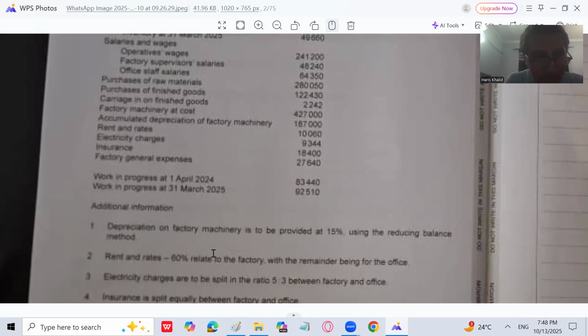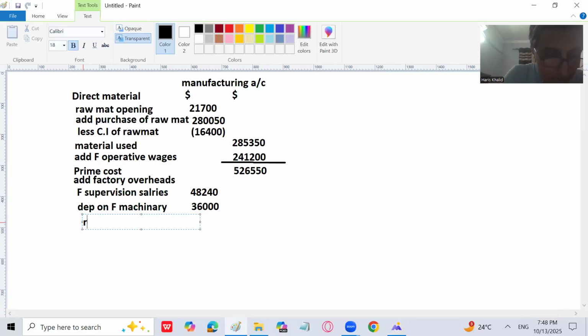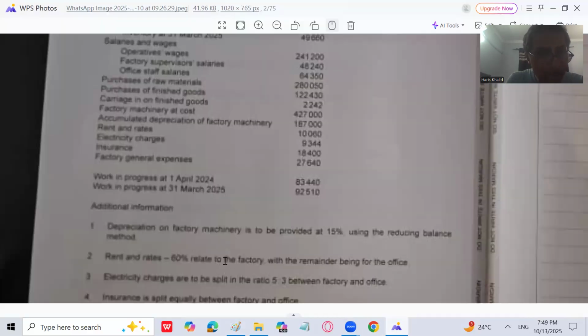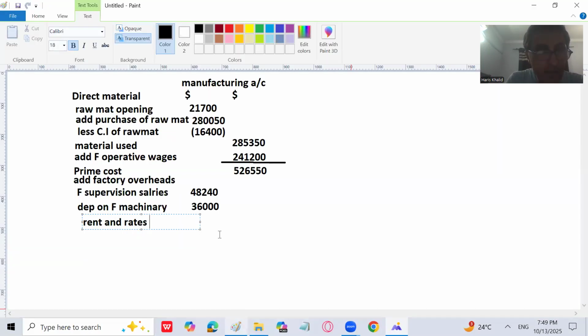Rent and rates are 10,060, and 60% of rent and rates relate to the factory, with the remainder being the office expense. So 60% of the rent and rates will go to the factory overheads. Let me write here: rent and rates, 60% relate to the factory. That is 10,060 into 0.6, which is 6,036. I will write here 6,036. If you want to show the working, you can.